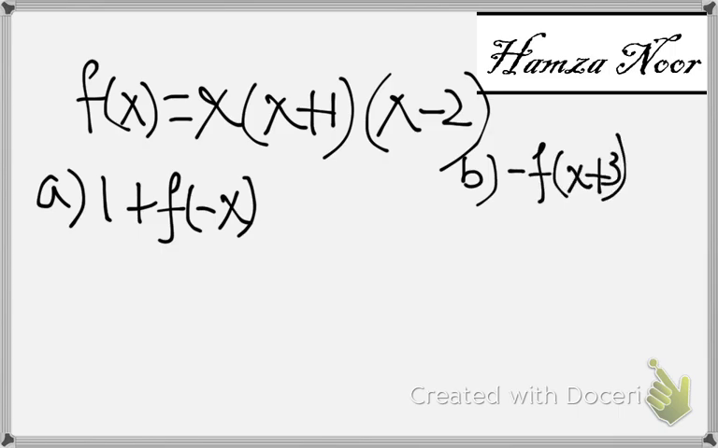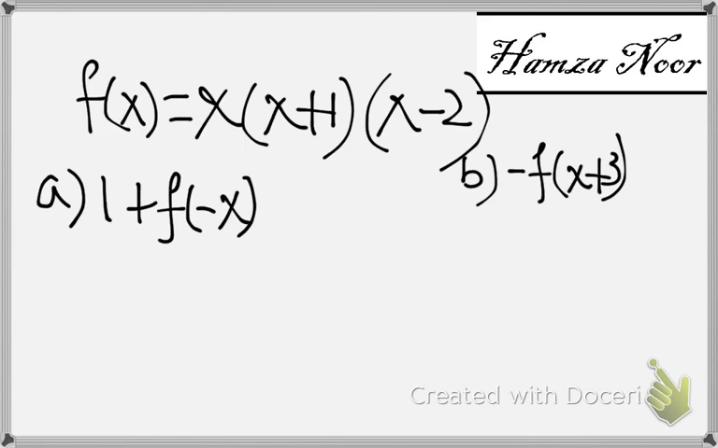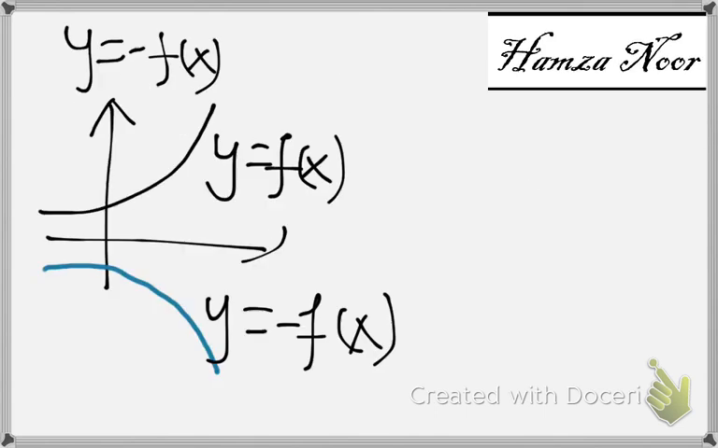Now here you can see that part B is a combination of reflection and a horizontal translation because a constant term is added within the function. And in part A you can see that this is a combination of reflection and a vertical translation. In part B there is horizontal translation and reflection, and in part A there is vertical translation and reflection. As I told you earlier, minus f(x) is a reflection in the x-axis and f(minus x) is a reflection in the y-axis. So part A is saying 1 plus f(minus x).